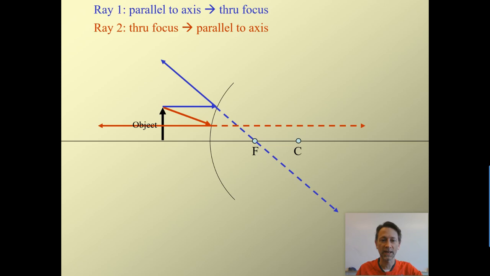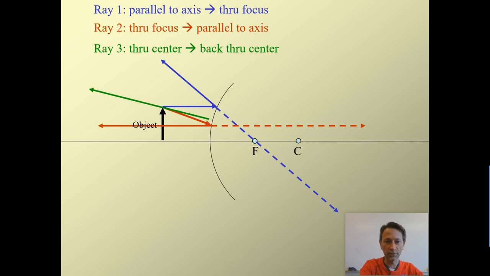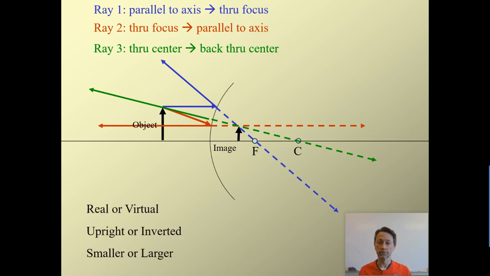And then lastly, I have one that goes through the center of curvature. So it goes down, hits the mirror, reflects back off, and then I extend a dotted line, which means my image is going to be there. So here we go. Is it real or virtual? Do all of the reflected rays touch the image? And the answer is no, they don't. And so it's a virtual image. It looks like the image is in the mirror.